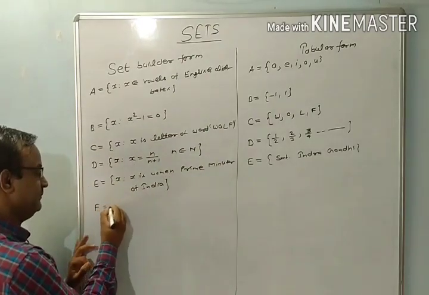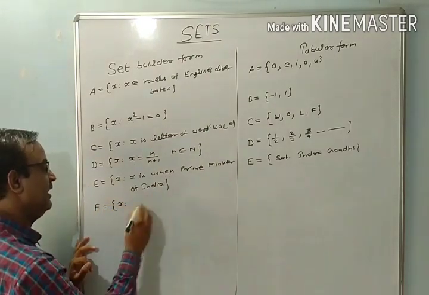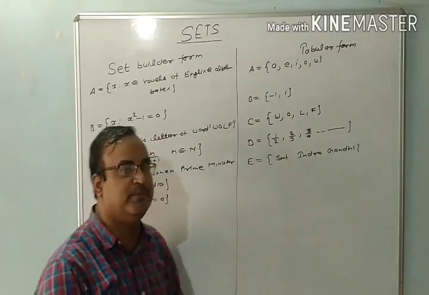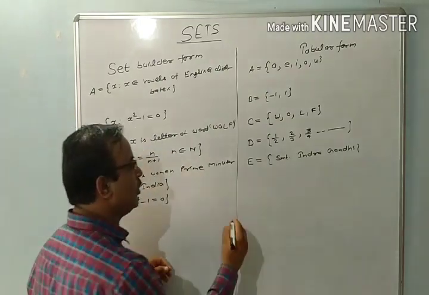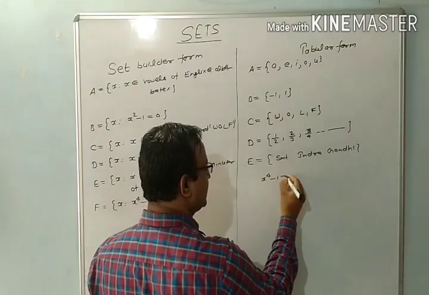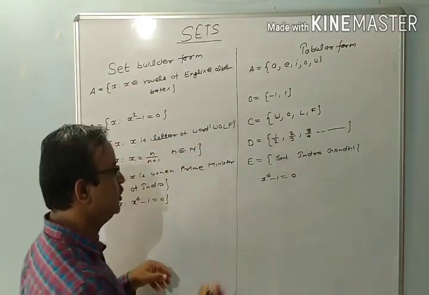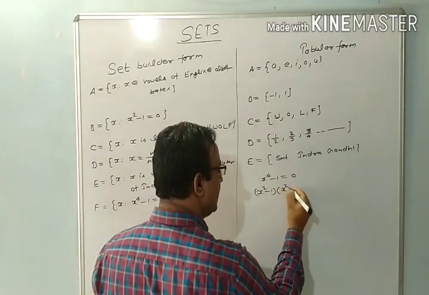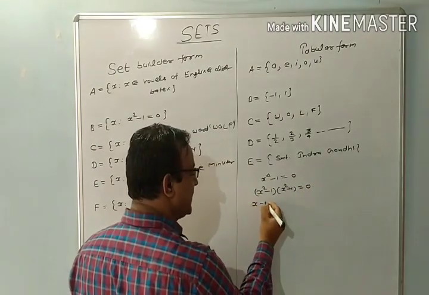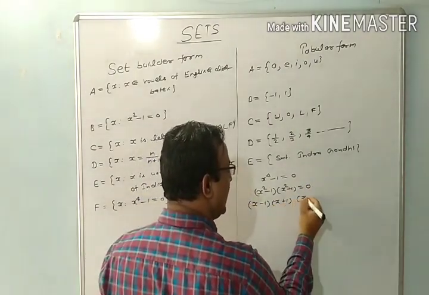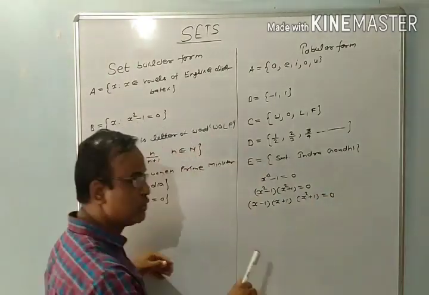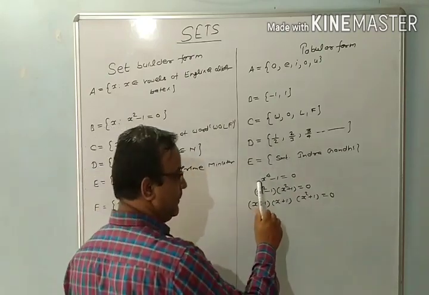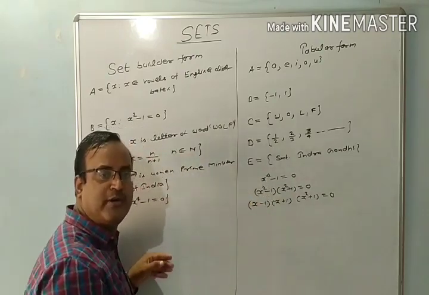Now F is the set such that x to the power 4 minus 1 is equal to 0. And now we have to find the solution of this. Right now we don't know the value of x that satisfies the given equation, so we will solve it. We will write x square minus 1 into x square plus 1 is equal to 0. We can also write it as x minus 1 into x plus 1 and x square plus 1 is equal to 0. We will get 4 values of x because the power of x is 4. The degree of the given biquadratic equation is 4, so there are 4 values of x.